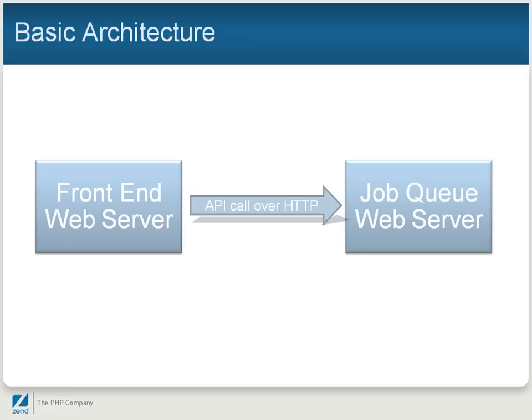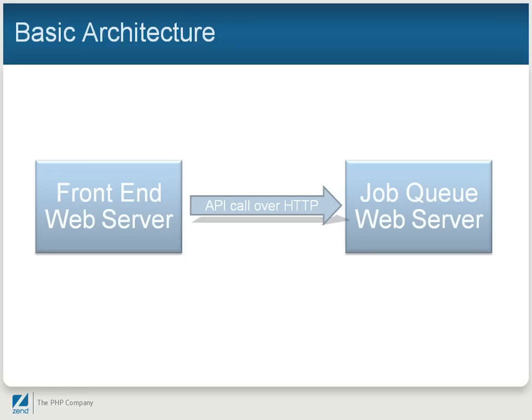Now, what you want to do is you want to be able to get that job to a state where it can actually be run separately from the front-end web server, and that's what the job queue is intended to do. It's generally run separately from the front-end web server, because otherwise you can't run things asynchronously. It can run on the same physical server, but it's going to be run inside of an individual HTTP request. So what happens is you make an API call over HTTP to the job queue web server. We'll see an example of what that API looks like. It's actually very simple to implement.